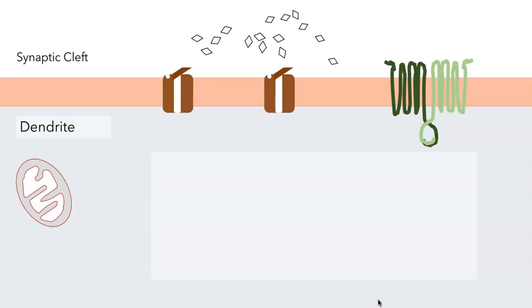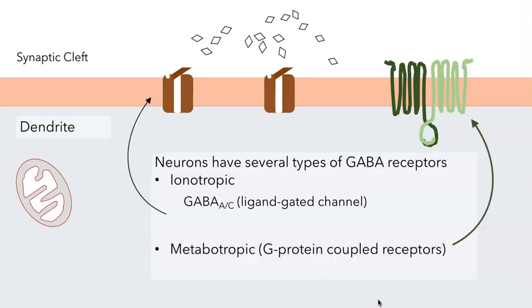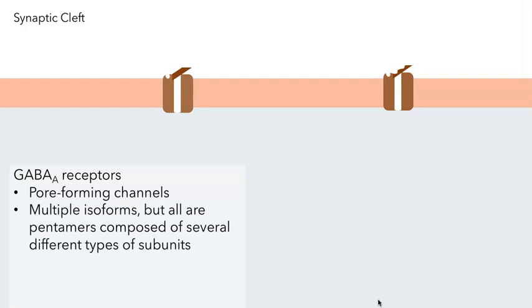Now let's turn our attention and look at the fates for GABA on the postsynaptic cell, which will involve GABAergic receptors. Neurons have several different types of GABA receptors, and these come in two flavors, ionotropic. This is the GABA-A/C class of receptors, and they are ligand-gated ion channels. And they're also metabotropic G-protein coupled receptors that belong to the GABA-B class. GABA-A receptors are pore-forming channels. There are multiple isoforms. They're all pentamers, meaning they have 5 subunits, and they're composed out of several different types of subunits, meaning there's a lot of variety in the types of GABA receptors.